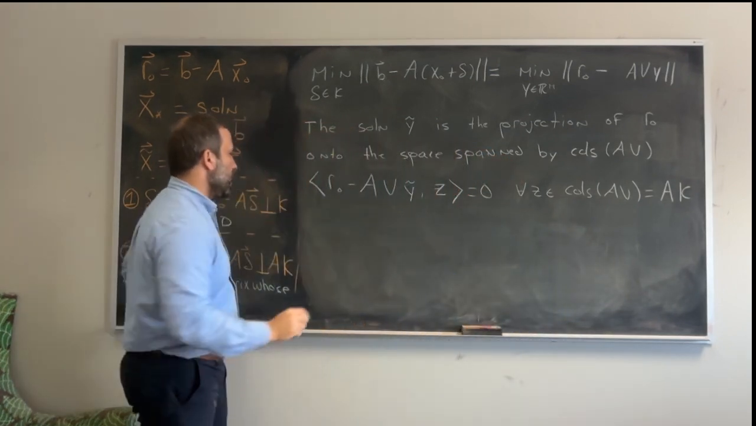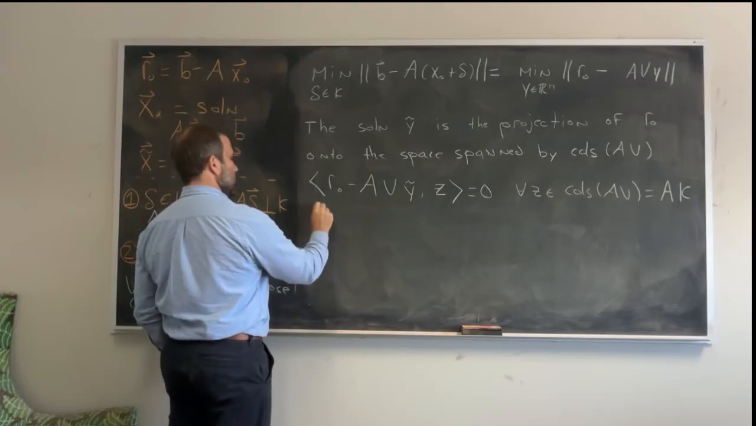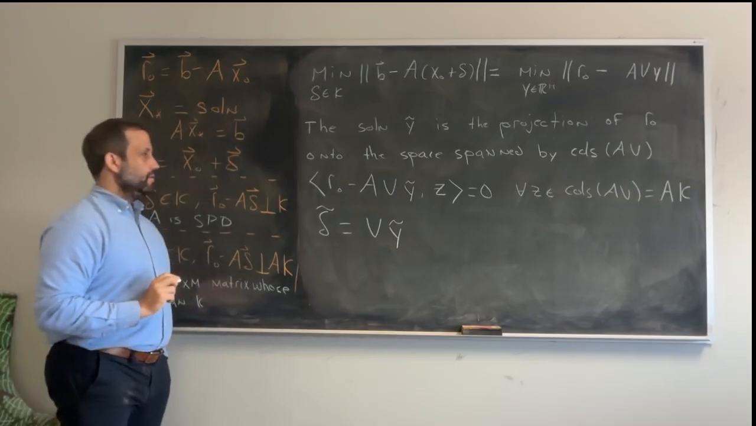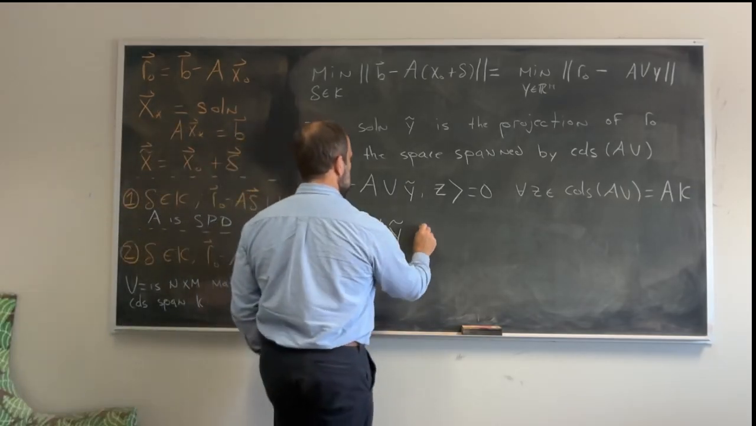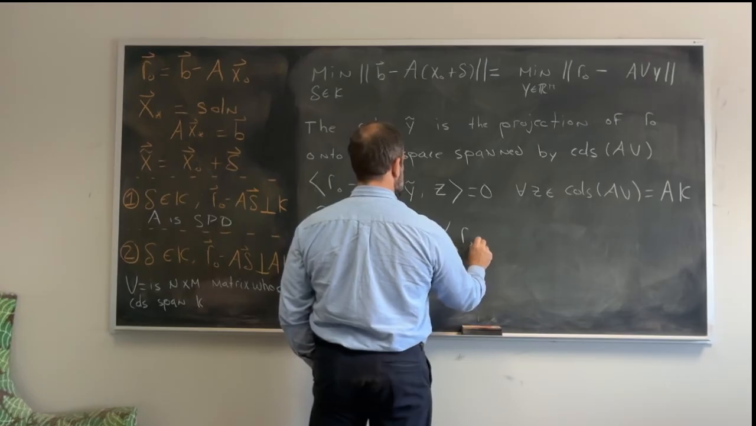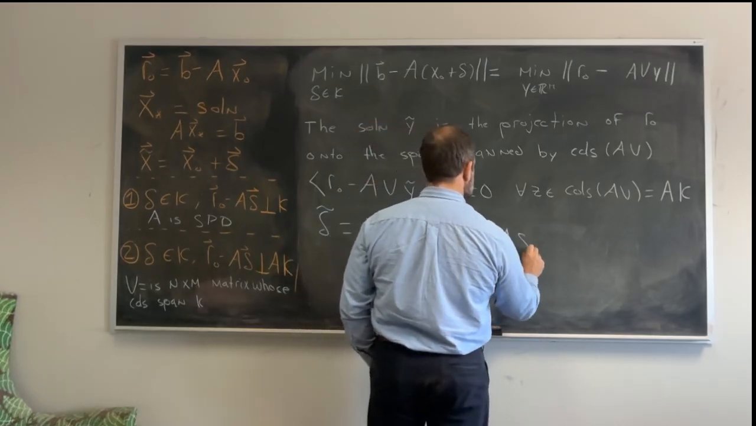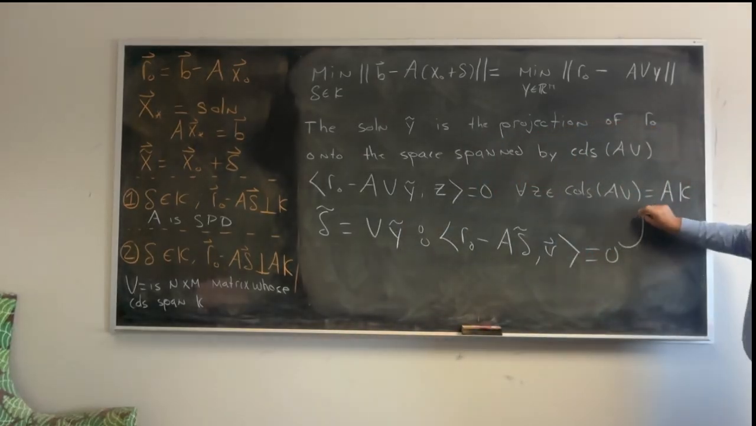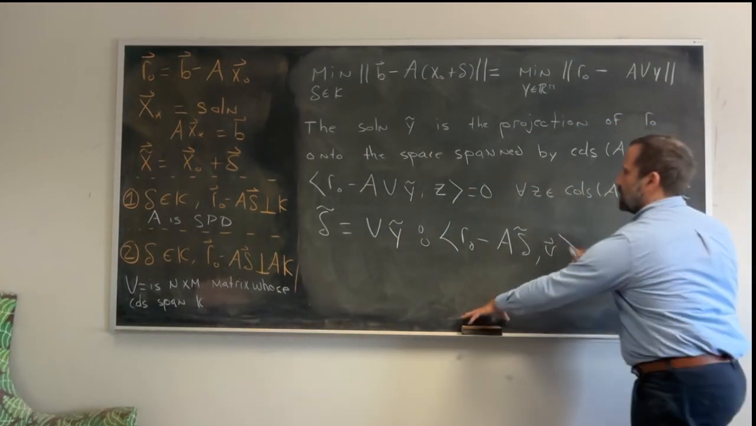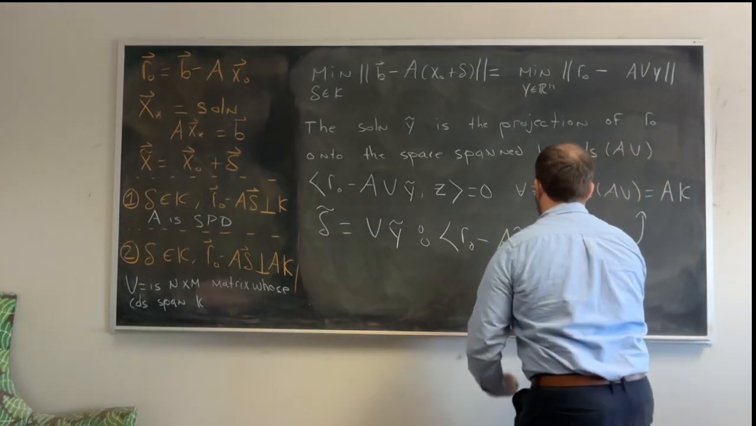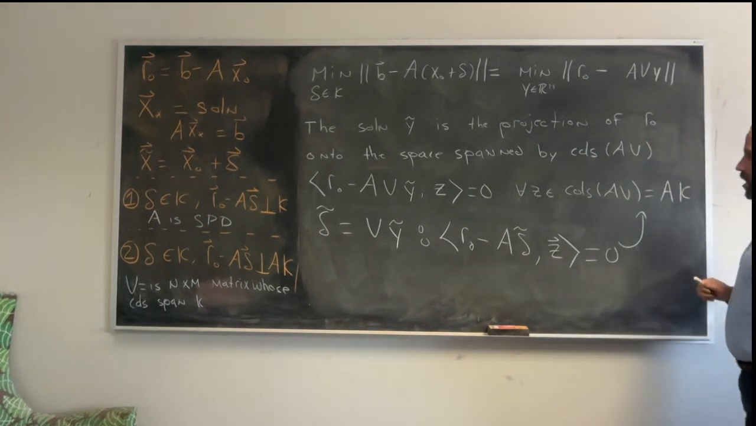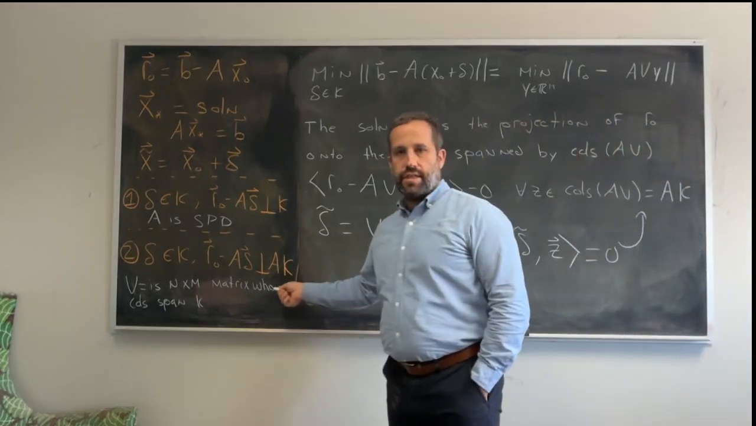So now we have our solution y tilde. If we set delta tilde equal to V y tilde, then we can just write this as R naught minus A delta tilde, Z is equal to 0 for all Z in AK. In other words, we want R naught minus A delta tilde to be orthogonal to AK, which is exactly this condition here.